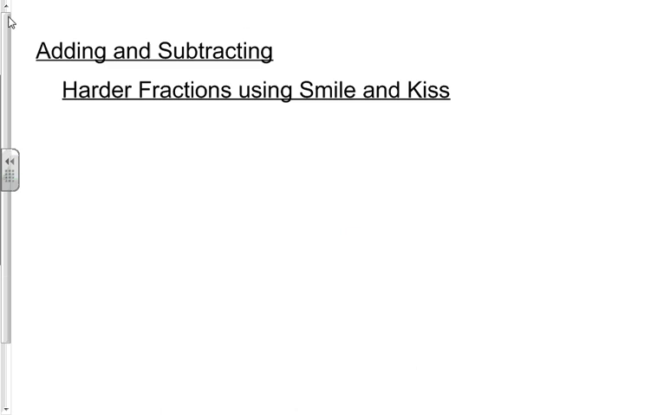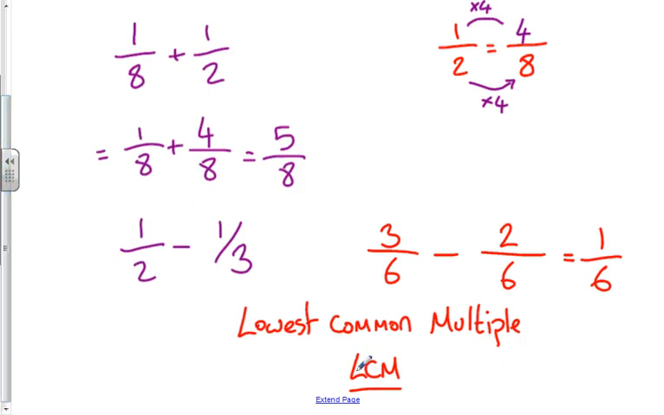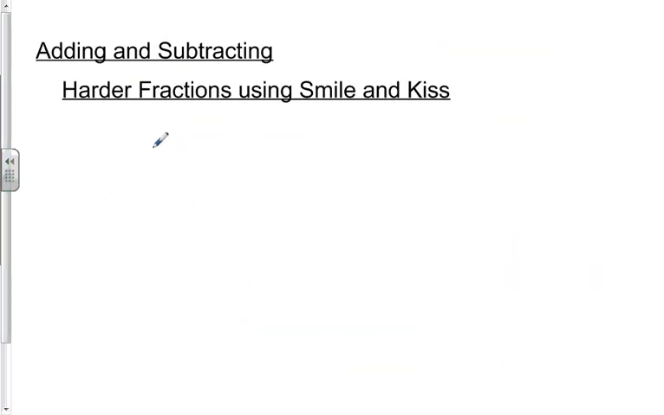Now another way we could do that is using what's called the smile and kiss method. Now this does sometimes result in much bigger numbers, and then we have to simplify afterwards, but it can make it easier if you're not very confident at finding lowest common multiples. So if we had something like 2/3 plus 1/6. Now, if you'd spotted the equivalency, we know that that's going to be 4/6 plus 1/6, which is 5/6. So knowing already that we're going to get an answer of 5/6, the smile and kiss method works like this.